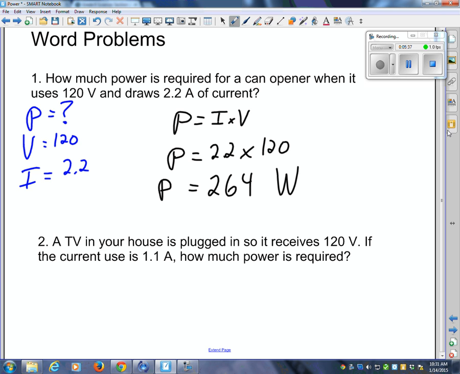Let's look at the second one here. Who has a TV in their house? That's what I thought. A TV in your house is plugged in so that it receives 120 volts. Standard household voltage is 120 volts.